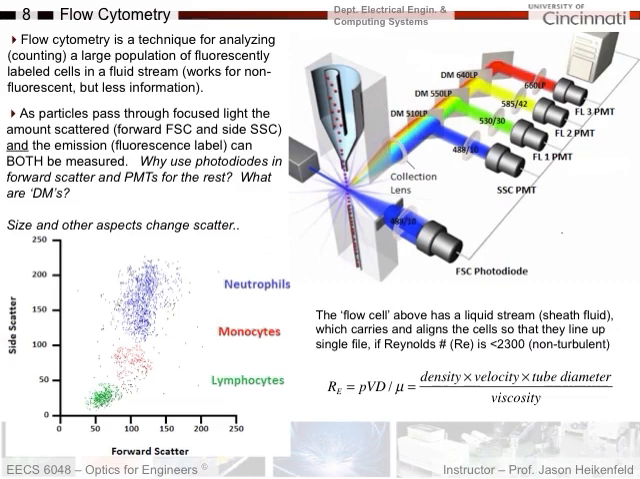So even more powerful is a technique called flow cytometry. It's a technique for analyzing and counting a large population of fluorescently labeled cells in a fluid stream. So you put on a fluorescent dye that sticks to certain types of cells and then start to count them. Okay, so you might get a dye for cancer cells and a dye that sticks to regular cells, and then try to spot the ones that are cancerous and determine if someone has cancer, and if they do have cancer, how many cancerous cells are in their blood or in tissue.